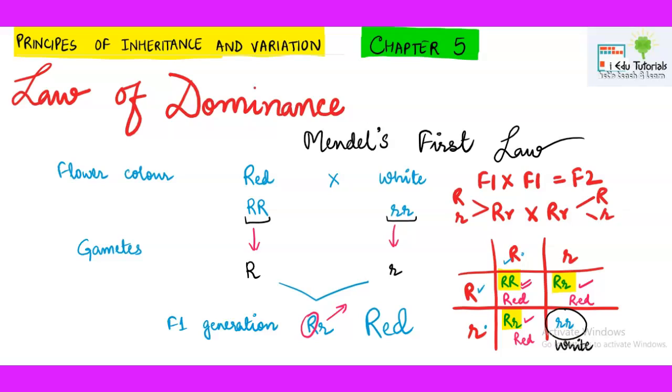Now another thing is, this law of Mendel is not universal. It is not universally applicable, it is not applicable everywhere. We will read the exceptions to the law of dominance once we finish the law of segregation and the law of independent assortment. So in the next video we will talk about the law of segregation. Stay tuned.